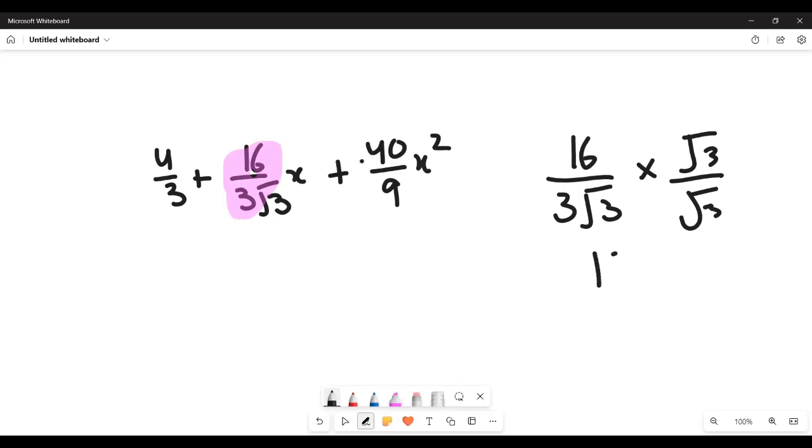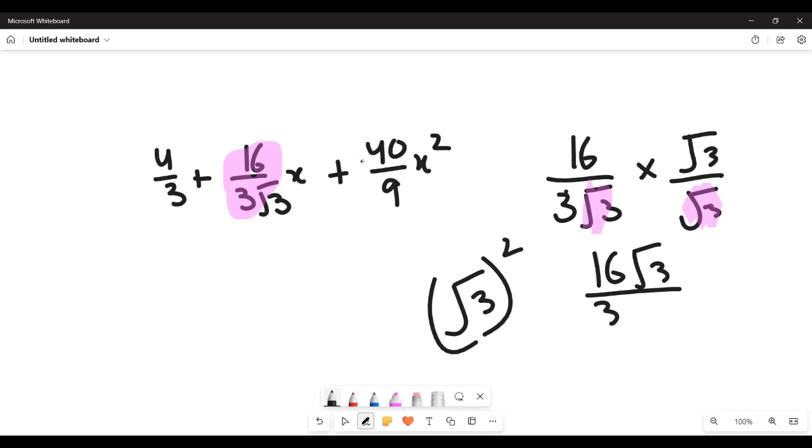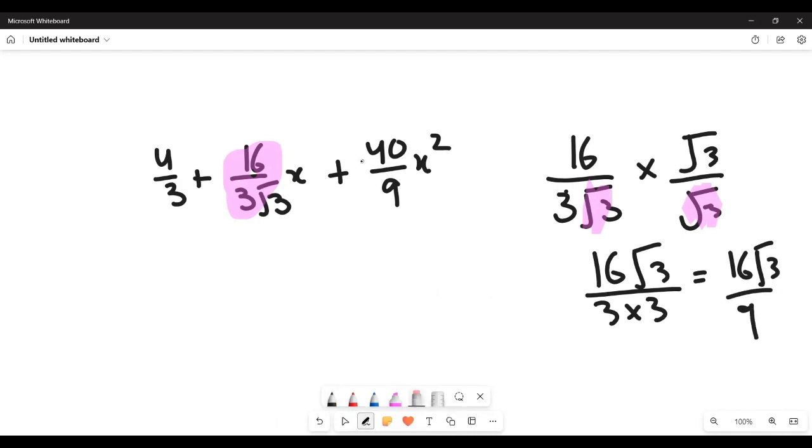So the numerator is 16 square root of 3 and the denominator becomes 3 times square root of 3 times square root of 3, which is square root of 3 whole square, which is 3 itself. So you get a 3 here. So 16 square root of 3 upon 9 is the correct way of writing that.